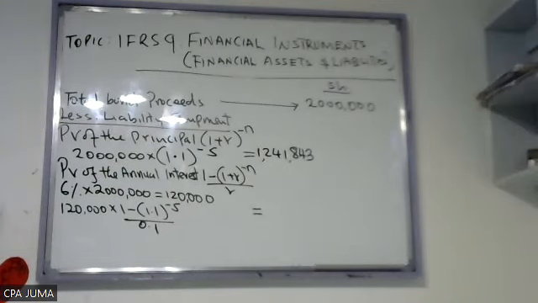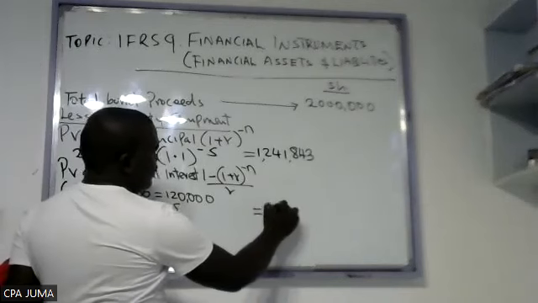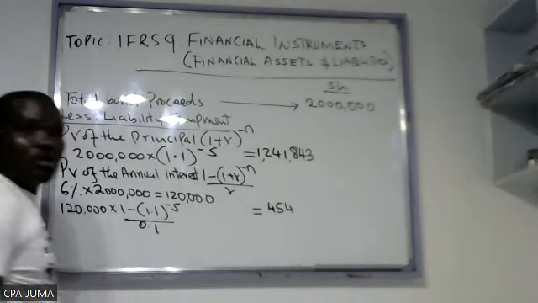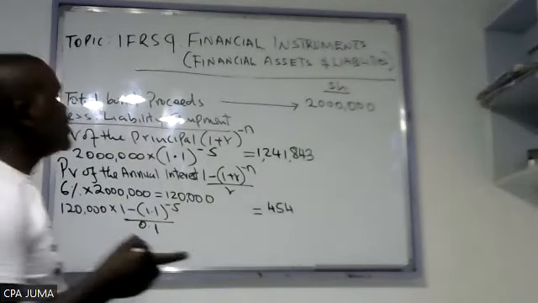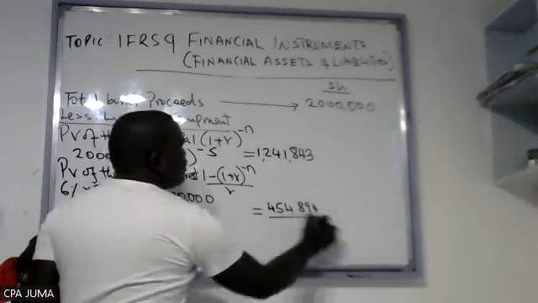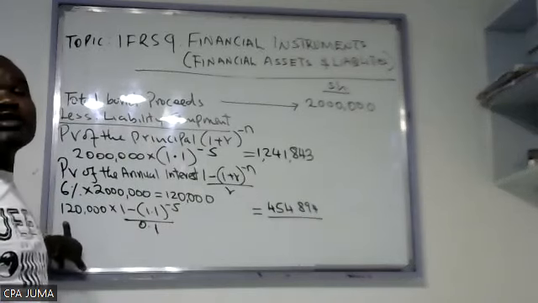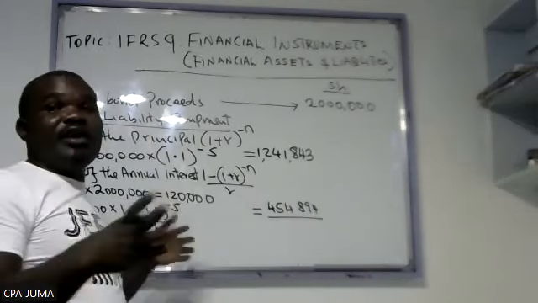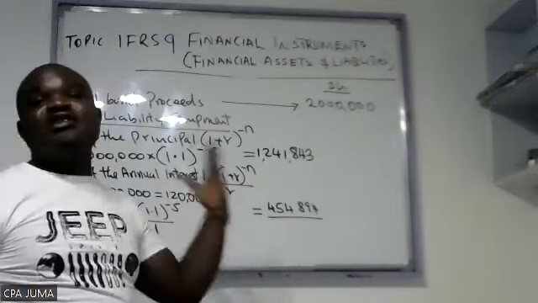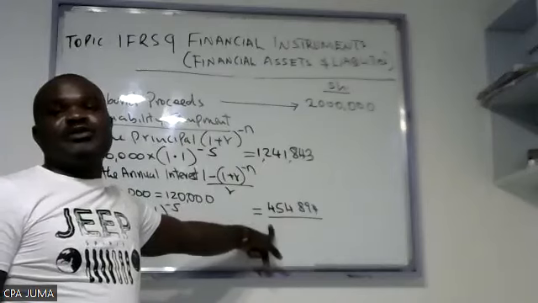Now I was getting 454,894. So what is the interpretation? This is 120 times 5 years. For 5 years, normally we would say it is 120 times 5, which is 600. So the value of 600 will be equivalent to 454.